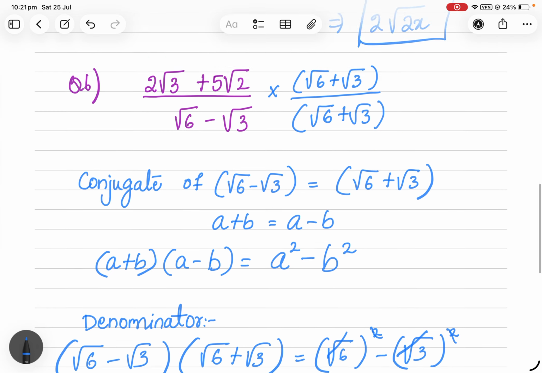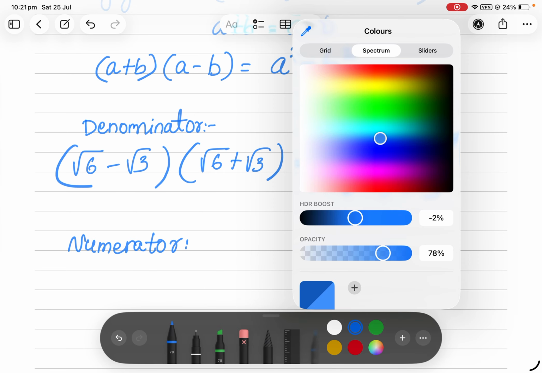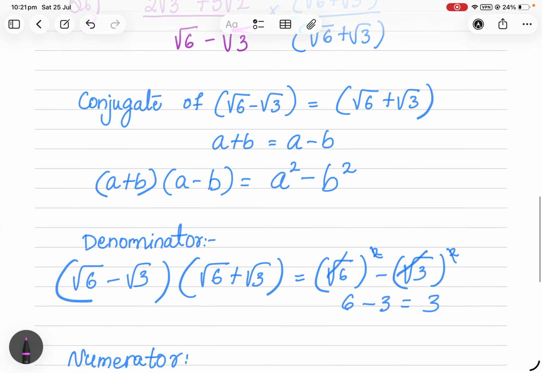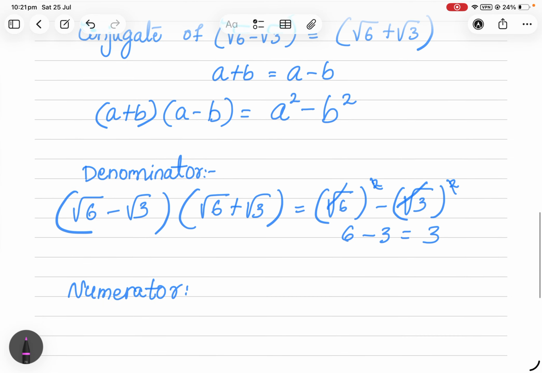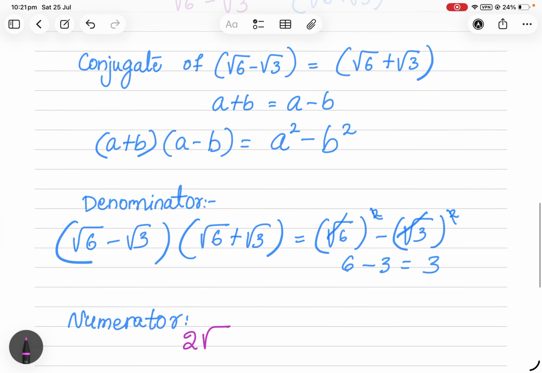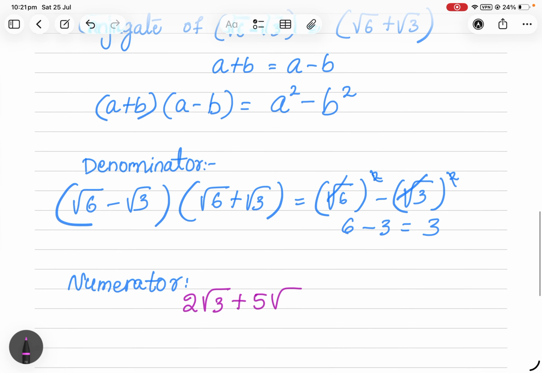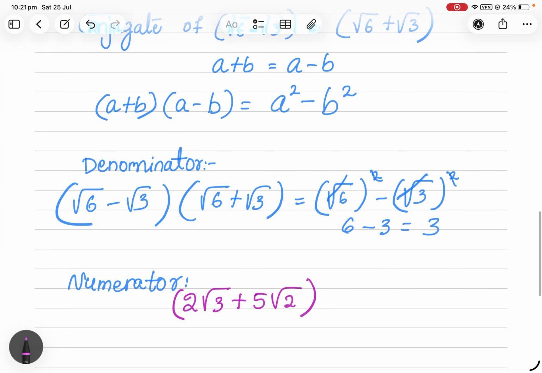Now let's focus on the numerator. Okay, so now focus on your numerator. I'm going to change my colors so that the numbers look different for you guys to follow. So in the numerator, currently I have 2 square root of 3 plus 5 square root of 2. And the new bracket that I did is square root of 6 plus square root of 3. This is what I have.